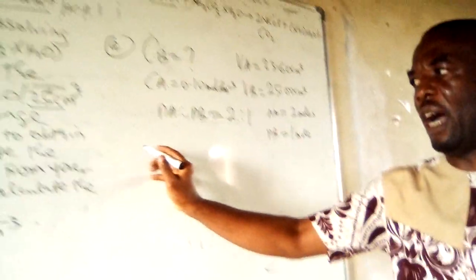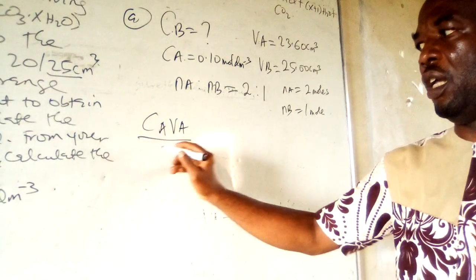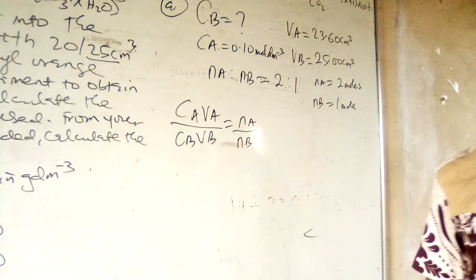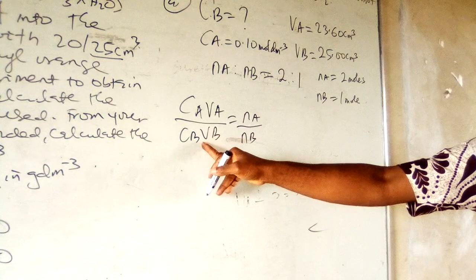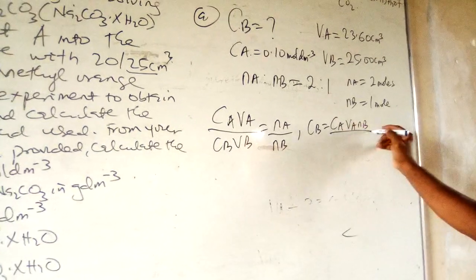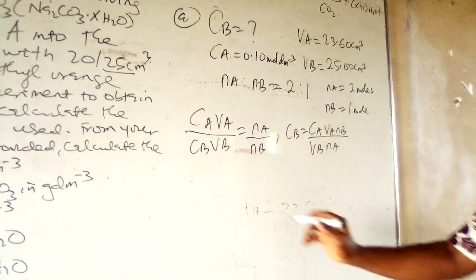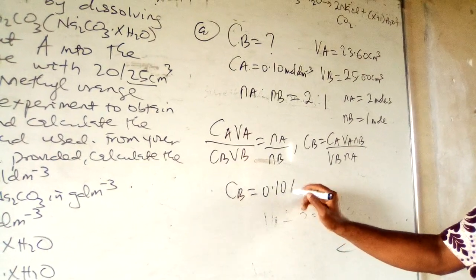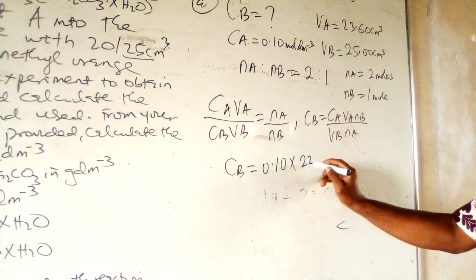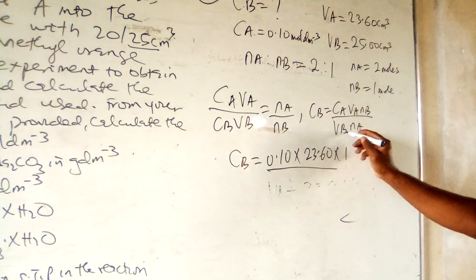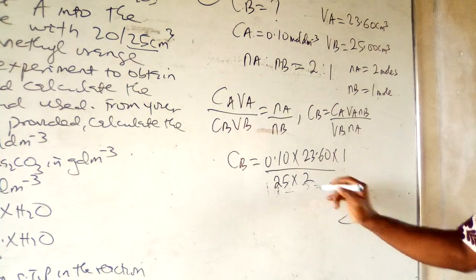Now, since you have CA, looking for CB, you now apply the general formula for titration: CA VA over CB VB equals NA over NB. You go ahead and make CB the subject of the formula. CB becomes equal to CA VA NB, all over VB NA. So you make your substitution accurately. Your CA is 0.10, your VA is 23.6 up there, your NB is 1 mole, your VB is 25, your NA is 2.